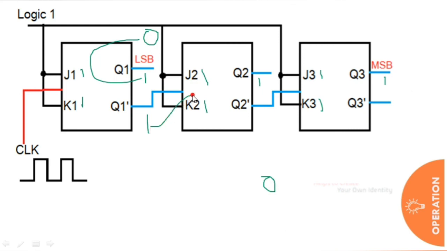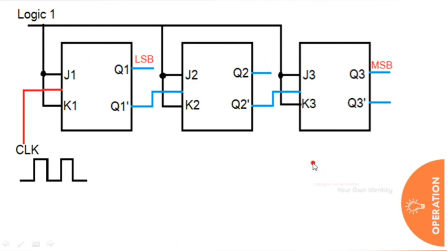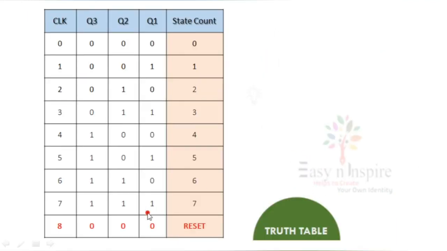1 is applied again as a clock pulse, so it is again toggled to 0. So it is also 0. This is 0, which means the next one becomes 1. 1 is again applied as a clock pulse, so again it is toggled to 0. So 0, 0, 0 means the counter is reset. So this is the reset condition.